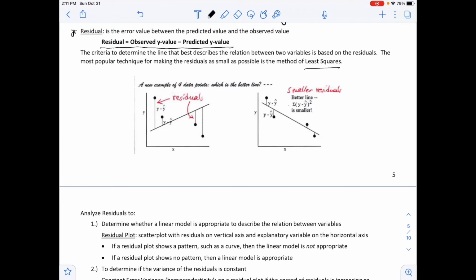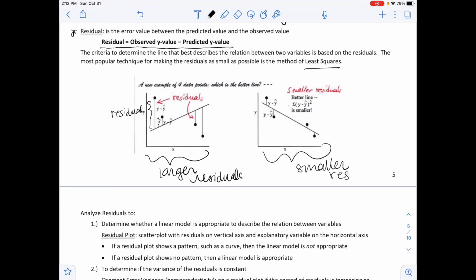And so this right here is our residuals. And you can see that's a very large residual versus the one next to it, it's a lot smaller. And so if you look at the residuals in the first graph, this one has larger residuals. And the second graph has smaller residuals.